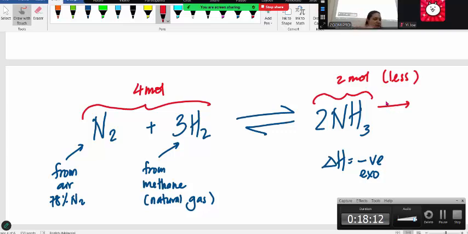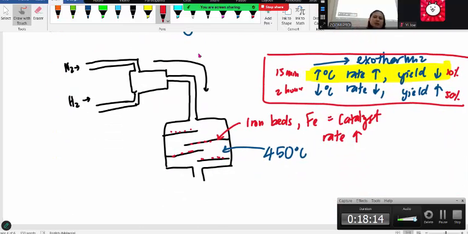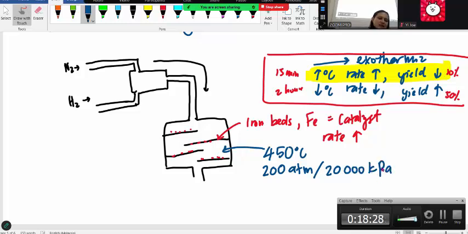So win-win. Okay. So the particular pressure that we use is specifically 200 atmosphere. If I want to use another unit, it's 20,000 kilopascal. You need to know both units. From here to here, just times 100. So this is the pressure. Because high pressure, high yield, high rate.